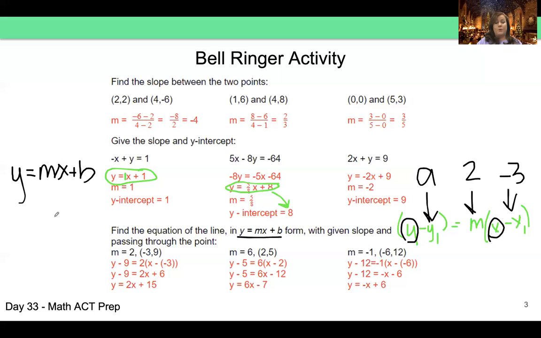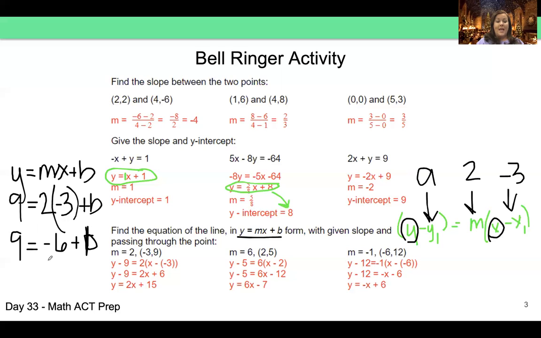M is 2. This is what we're given, 2. X is -3. You plug those in, plus b. And this equals, the y value here is 9. And we can do this because we know that point is on the line. And so now we're just going to solve for b. So 2 times -3 is -6 plus b, and we end up getting b is equal to 15. That was what we were missing, so we could write this equation.